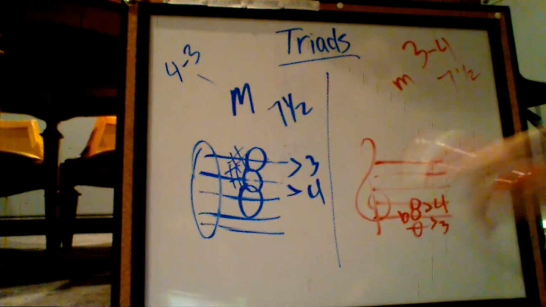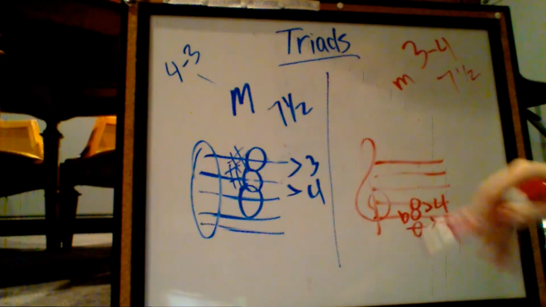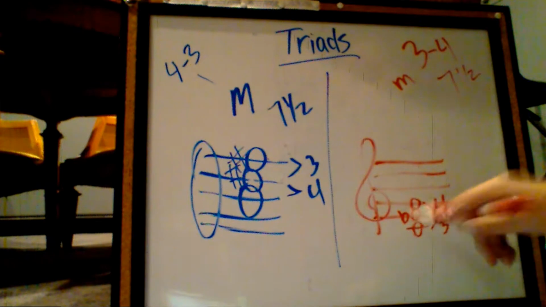So we have to put a flat here, and then from that E flat, we have to go up 4 half steps, which takes you back to this G, and there's no accidentals on that. So this would be your minor chord, this would be your C minor chord.